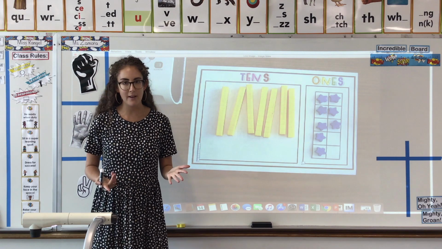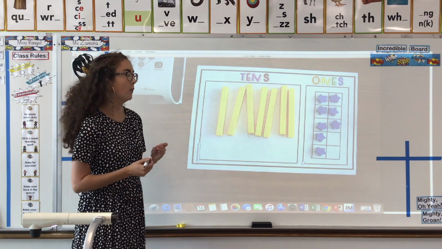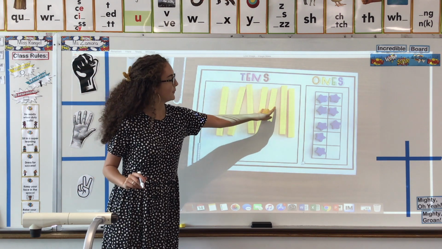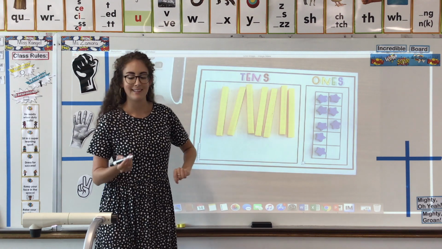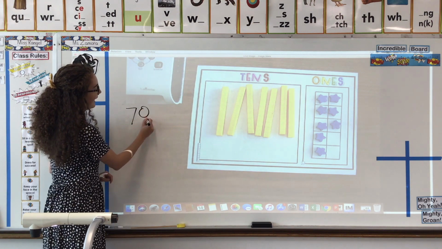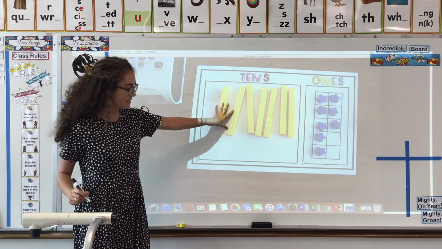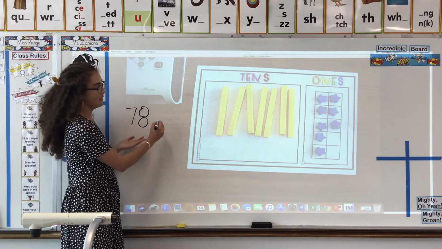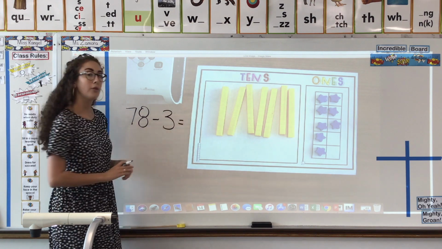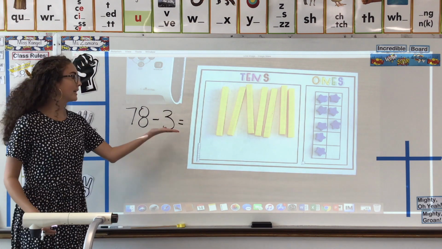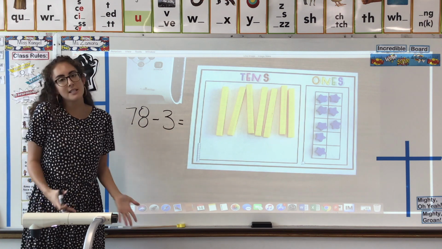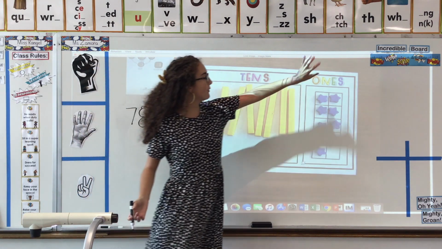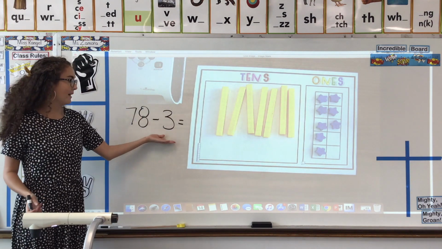So here is our place value chart. Can you tell me what number you see on the place value chart? This is 78 on our place value chart. 7 tens, 8 ones. 78, and we're going to subtract 3. If we are going to take 3 away from 78, just a nice little 3, are we going to take it away from the tens or from the ones? In 78 minus 3.